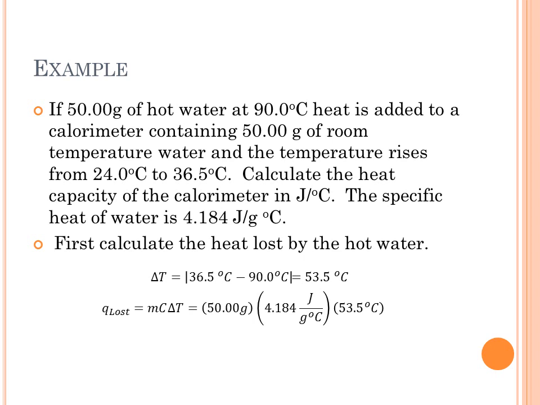So we got 50.00 grams times 4.184 joules per gram degree Celsius and 53.5 degrees Celsius. So we lost 11,200 joules.